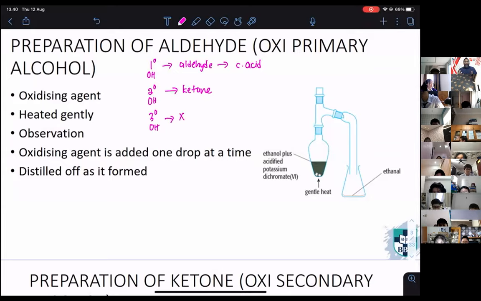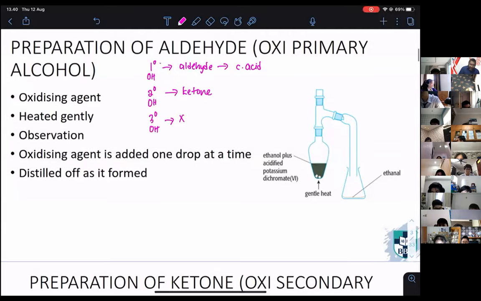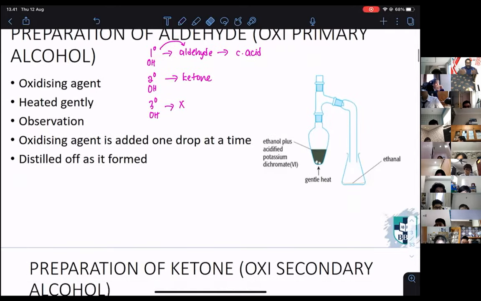Using this information, we are going to look into preparation of aldehyde. So from primary alcohol, how do I get aldehyde? Please take note, we want to prevent the formation of carboxylic acid. So how do you make sure that carboxylic acid is not being formed over here? You need to take some precaution. You are going to use the same oxidizing agent, you are going to heat them under reflux, no change in that. But we take some precaution. Maybe we heat them gently.